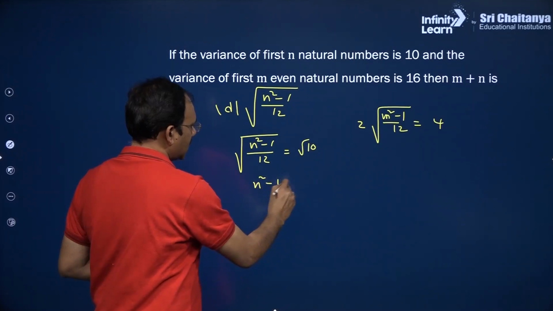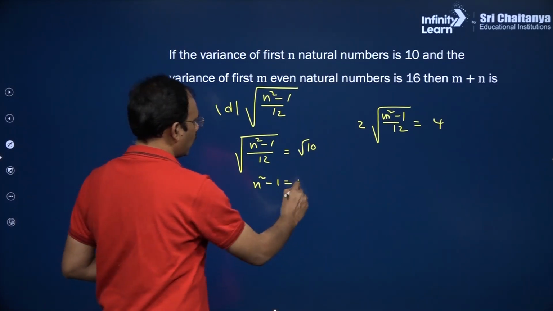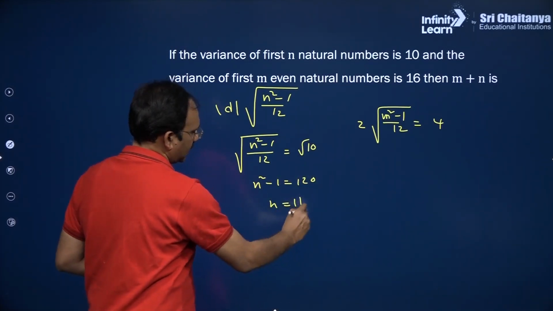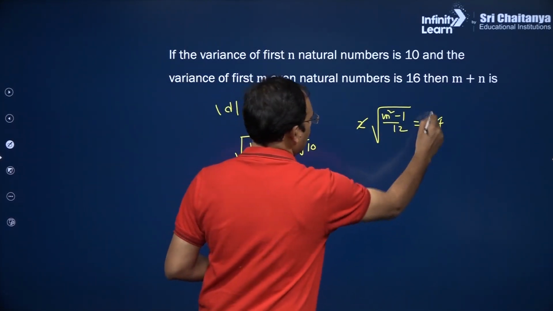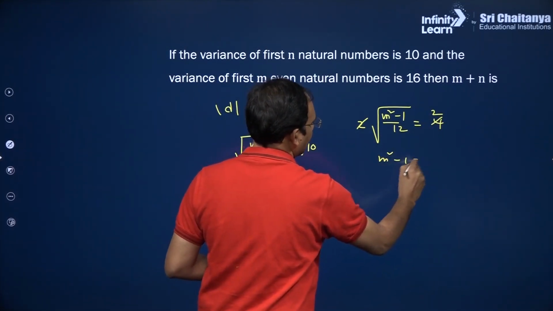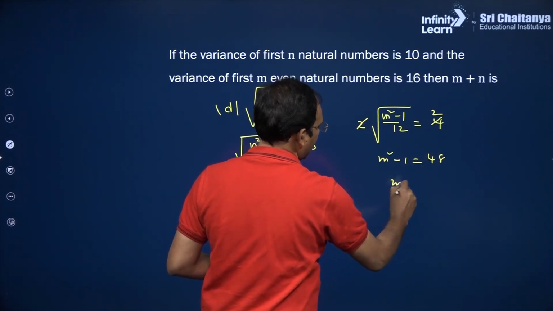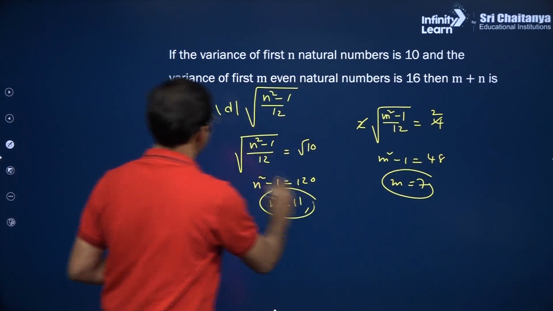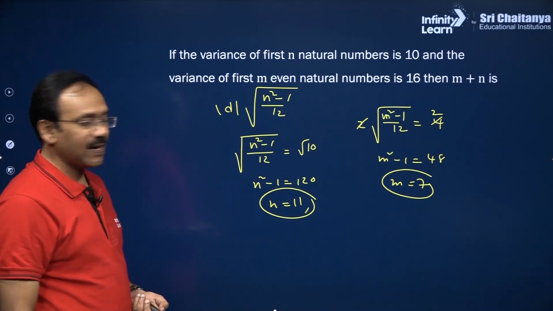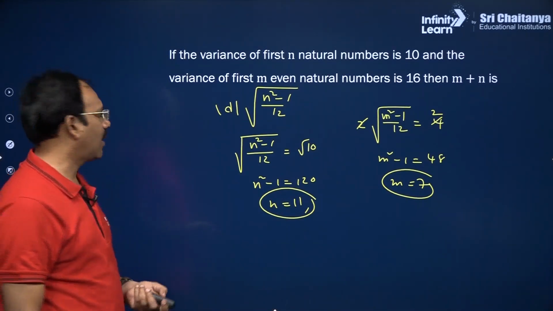So, n square minus 1 is equal to 120. So, n is equal to 11. So, this is 2 times. So, m square minus 1 is 48, m is equal to 7. You see, very easy it is now. Now, then m plus n is 11 plus 7, 18 is the answer.